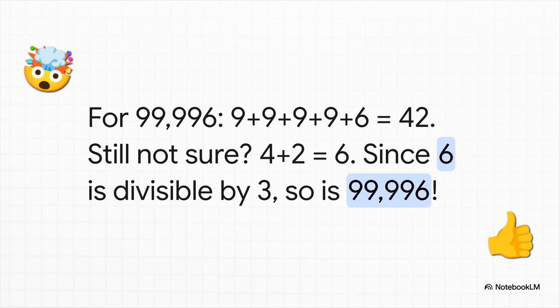And get this, the rule can be repeated. Let's say you have a massive number, like 99,996. You add it all up and you get 42. Now, if you're not sure about 42, just do the trick again. 4 plus 2 is 6, and since 6 is obviously divisible by 3, then 42 is, which means our giant original number is too. It's this awesome way to just keep simplifying things down.